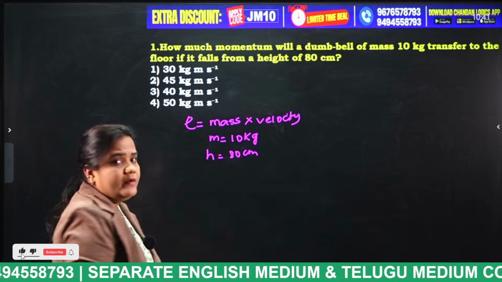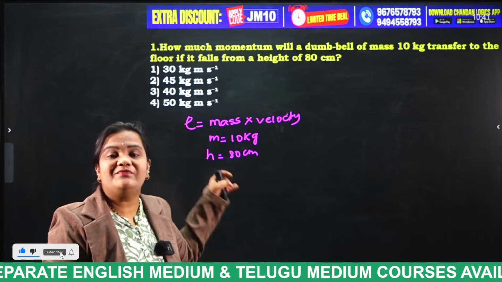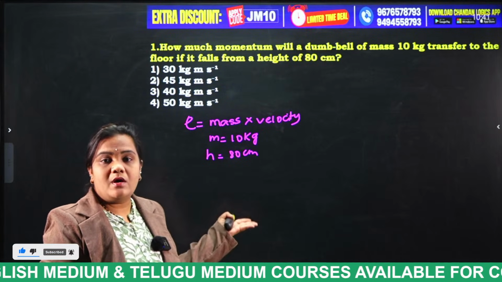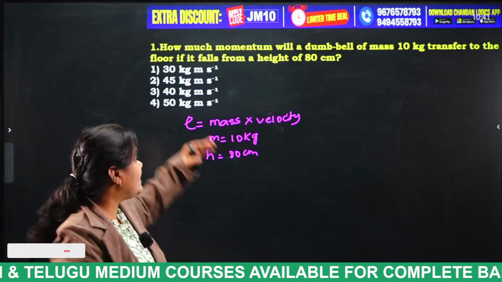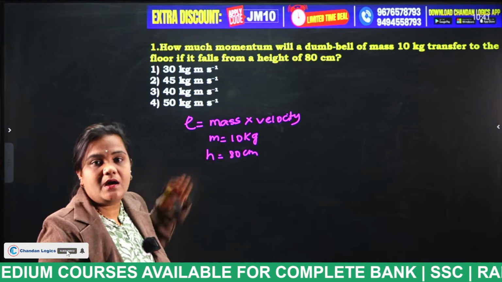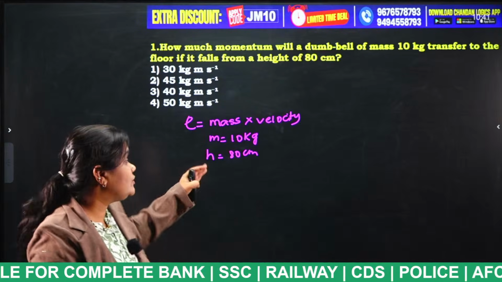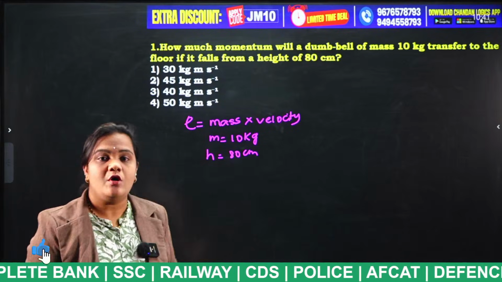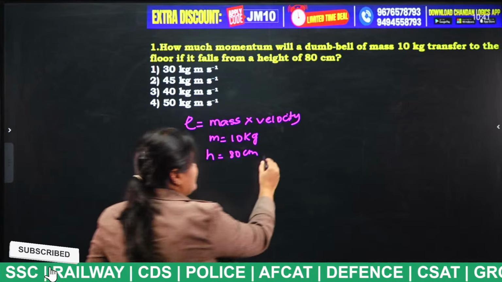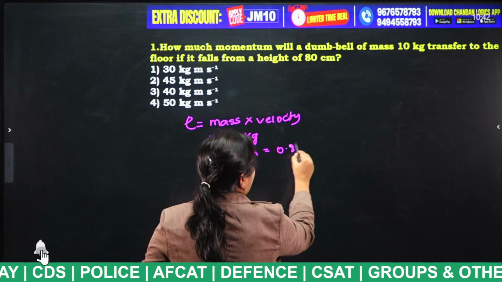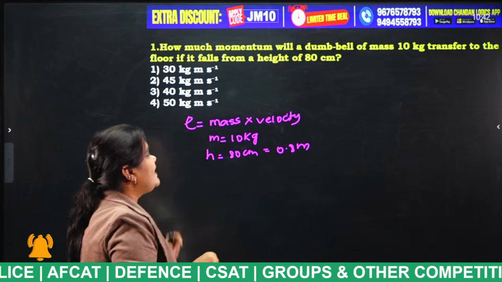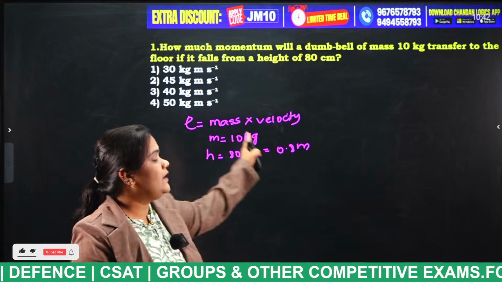Whether we have to convert the given values or not, how can we decide, students? Looking at the answer. Now look at the options. They are in meters. Now what we have to do, students? We have to convert the centimeters into meters. 80 centimeters is nothing but 0.8 meters. From this, what we have to find? We have to find the velocity.